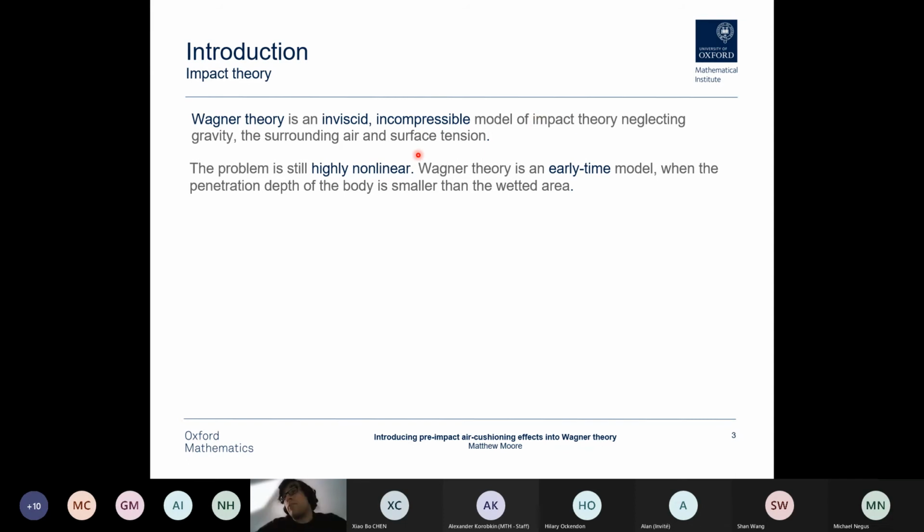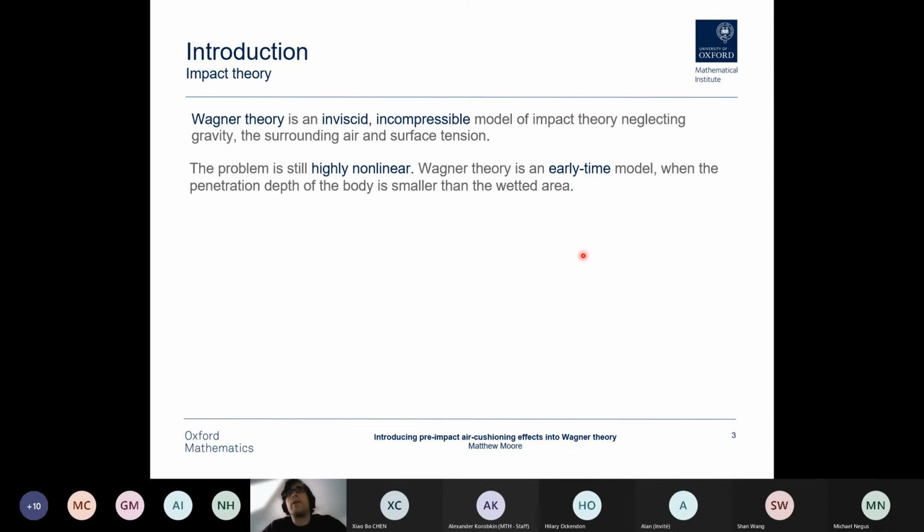But even under all of these physical simplifications, the problem is still highly nonlinear. It's these rapid topological changes that really make it quite a complicated problem. So the general idea is to exploit Wagner's thought that the forces are going to be highest early on, and to really break down the problem even further.